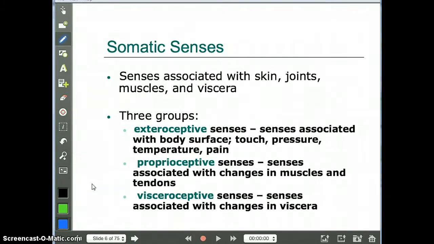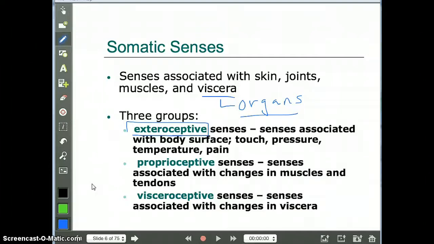So now we look at our types of somatic senses that we have. Somatic senses are going to be ones that are associated with the skin, joints, muscles, and viscera. Viscera, again, refers to organs. Now, there are three different groups that we're going to see. Some on the outside of the body, so we're referring to exteroreceptive senses. This is where you see them on the body's surface. Touch and pressure receptors, pain receptors, and thermal receptors are going to be found there.